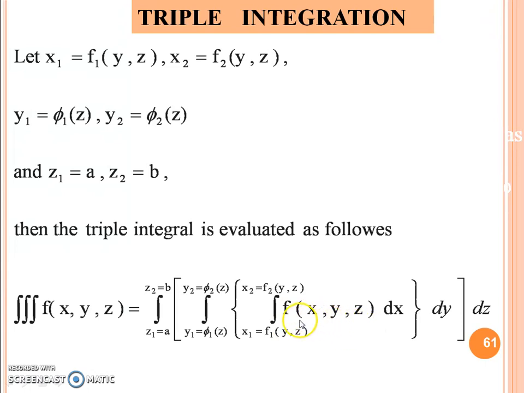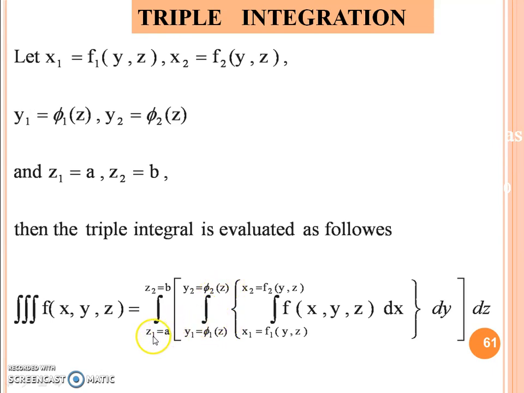Here, the function is in the form of x, y, z. It means it is a three-dimensional function. And we are given the limit of x from f1 of y comma z up to f2 of y comma z. It means the limit of x is in the form of y and z, or maybe a constant. Similarly, we are given the limit of y in the form of phi1 of z to phi2 of z. Either this limit is given in the form of z or a constant.